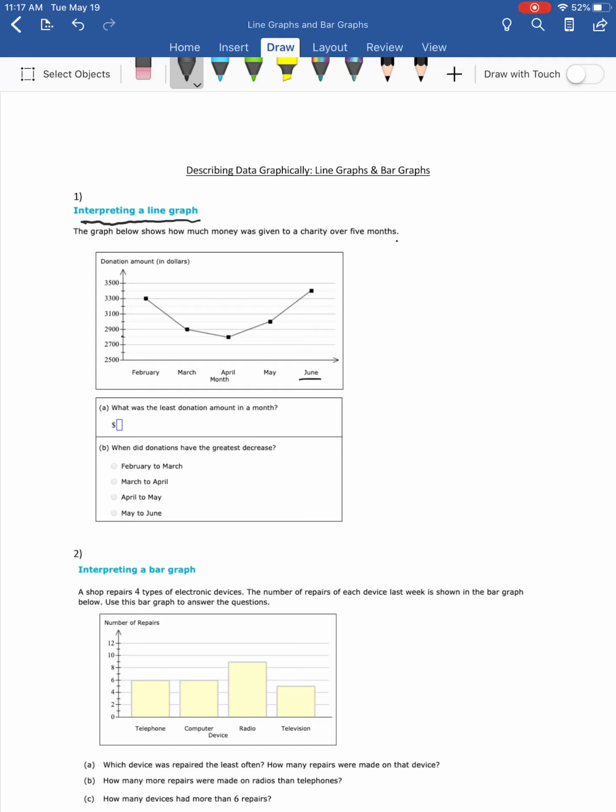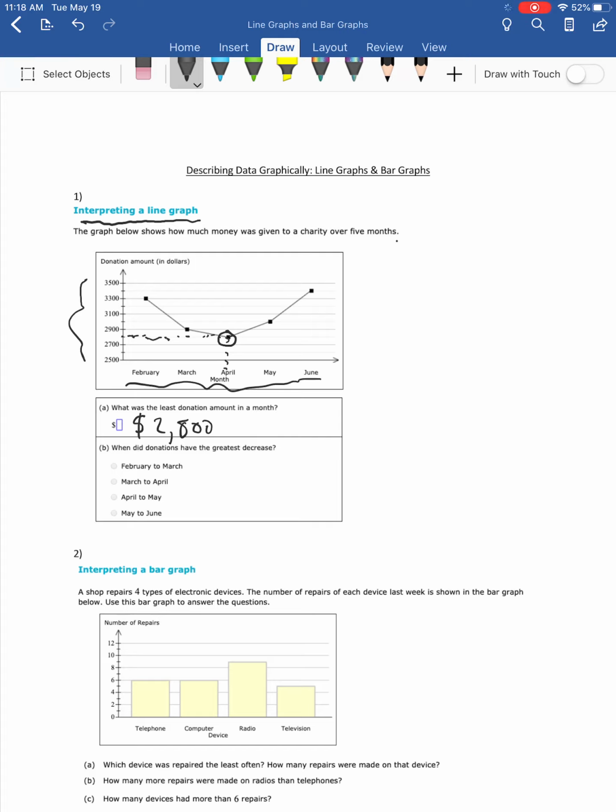So the graph below shows how much money was given to a charity over 5 months. On the horizontal axis, we have months, February through June. On the vertical axis, we have dollars going by hundreds. Okay, so what was the least donation amount in a month? We're looking for the lowest point on the line graph, which is right there. That occurred in April. We're not asked which month, we're asked how much. So in April, if we go over, we're at $2,800.